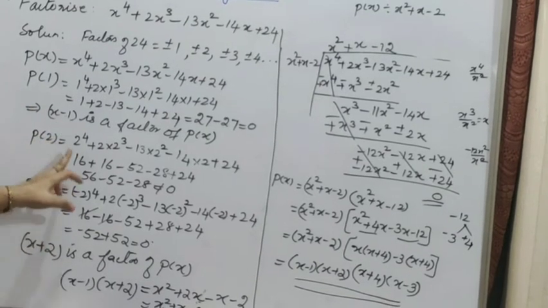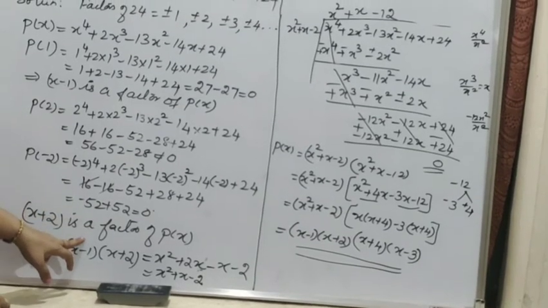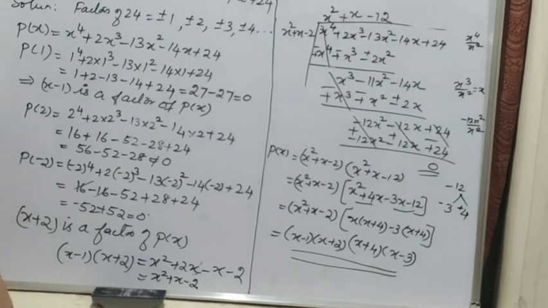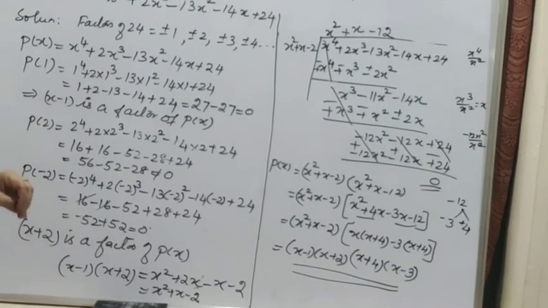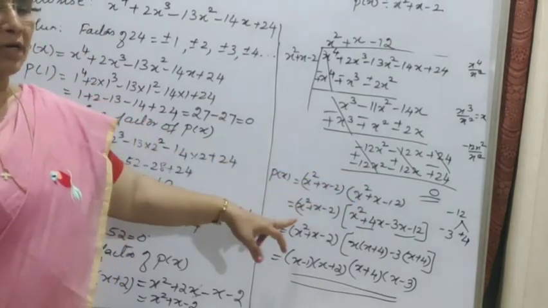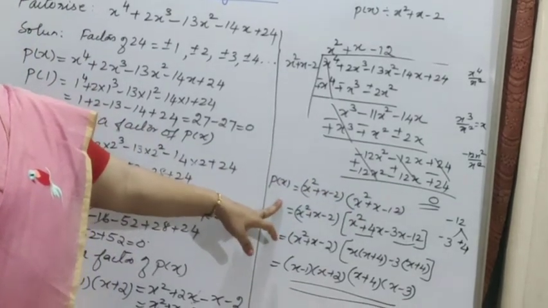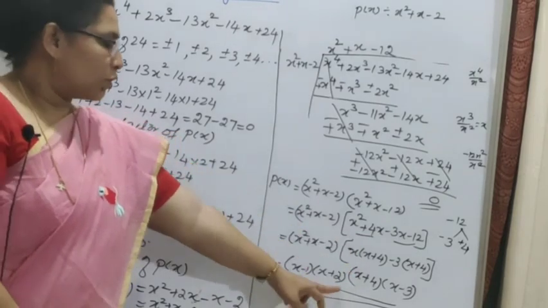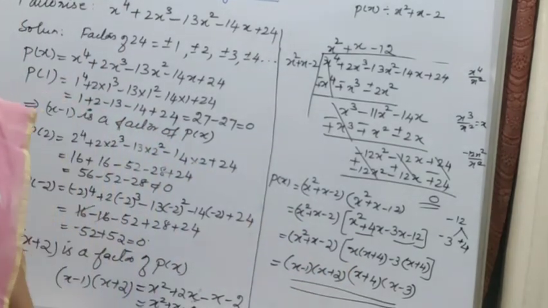That means x minus 1 and x plus 2 is a factor. Take the product, you will get x square plus x minus 2. Then the division process: P of x is to be divided by that one. So the remainder is 0. What is the next step? Division algorithm property. Again, quadratic polynomial factorization. So totally you will get 4 factors.